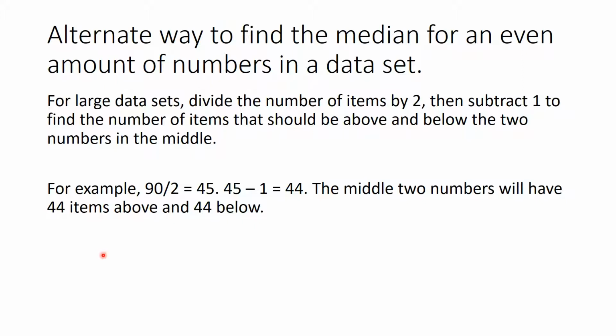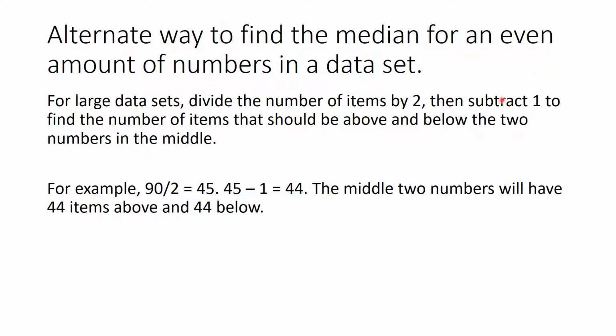Now remember, this only works for finding the median for an even amount of numbers in a data set. If you want a faster way to find the median for an odd amount of numbers, then go back in the video to where I explained it. First, you're going to need to figure out how many items you have total in the data set, so make sure you count how many numbers there are. Once you've done that, and if the number is even, then you can move on.